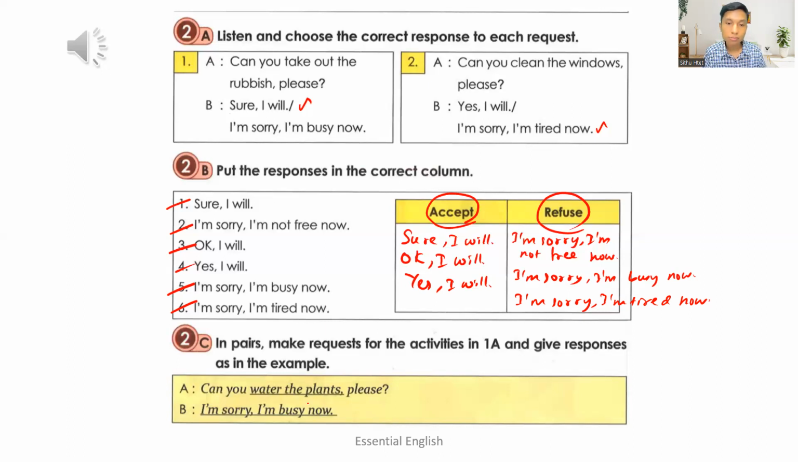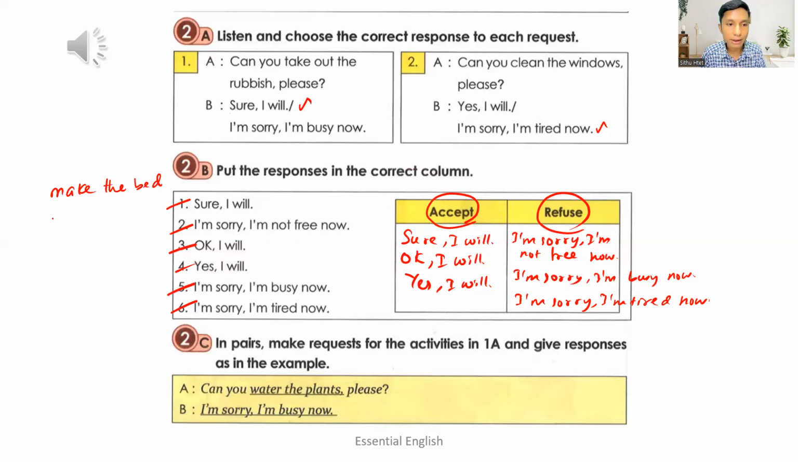Okay. So please think about an activity, make the bed. How can you make a request? Can you make the bed, please? If you accept to make the bed, you can say, sure, I will, or okay, I will, or yes, I will. Okay, so all these responses show that you accept to do something.